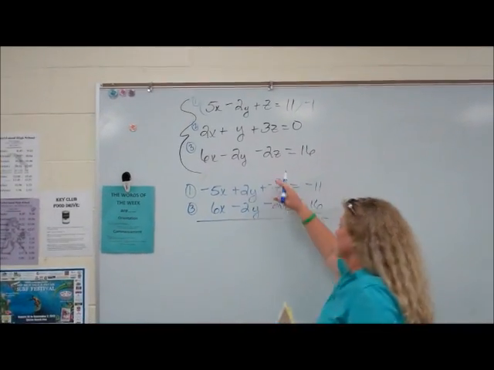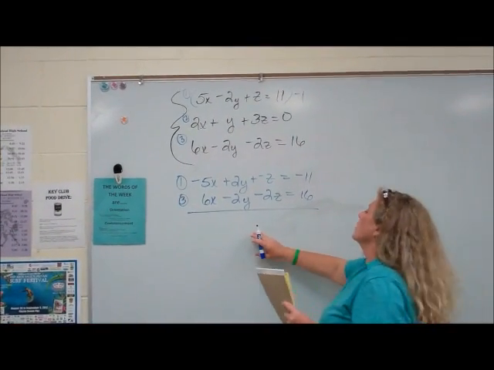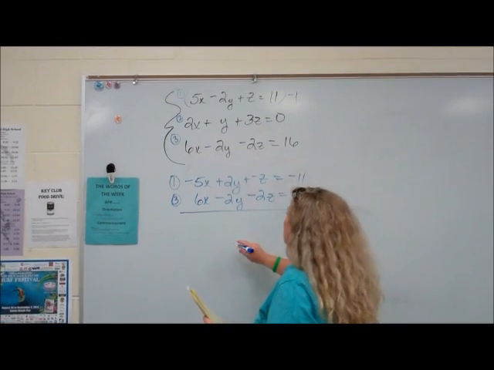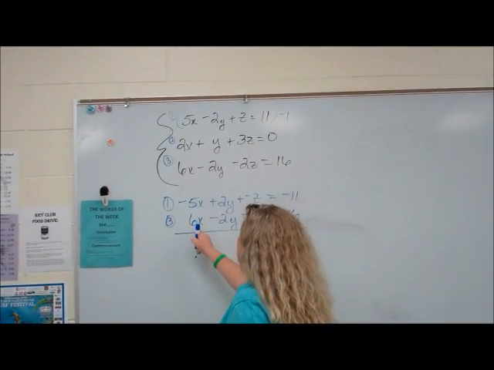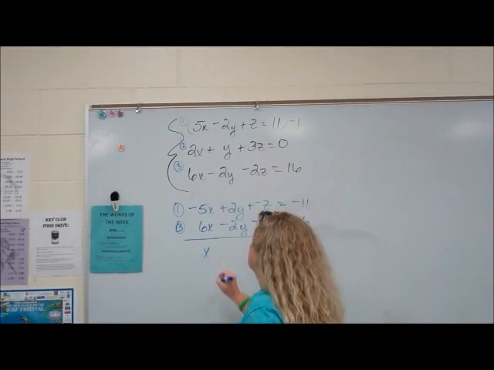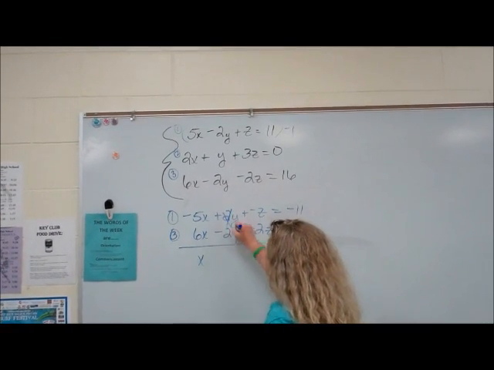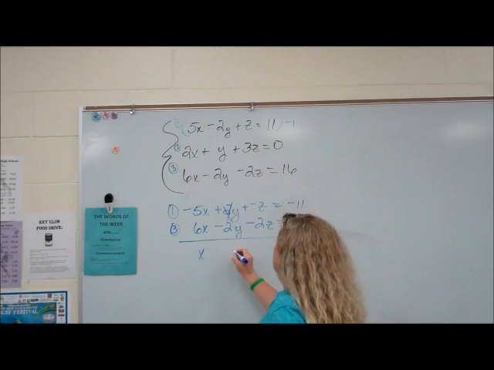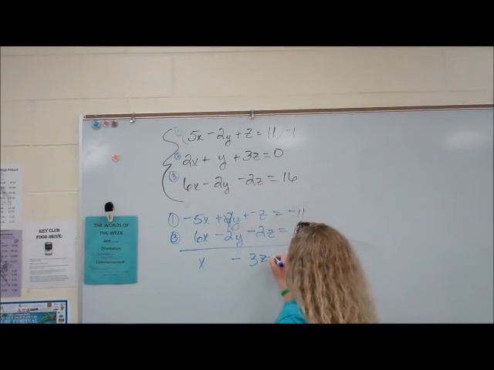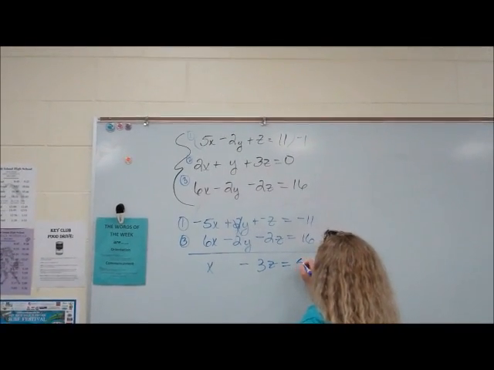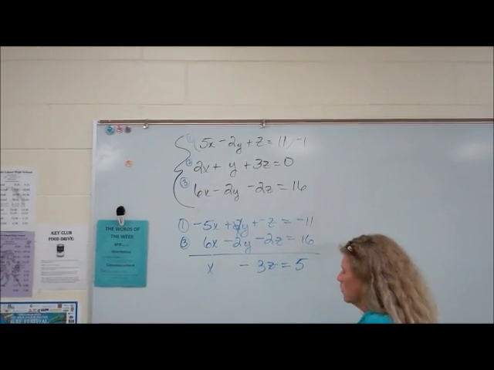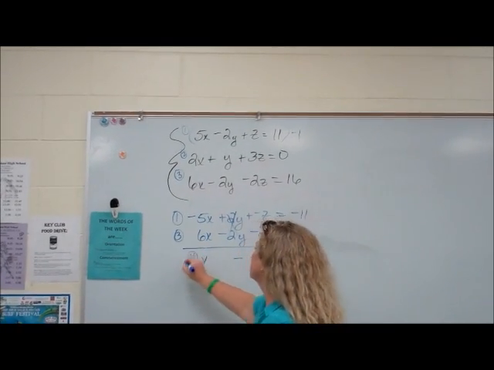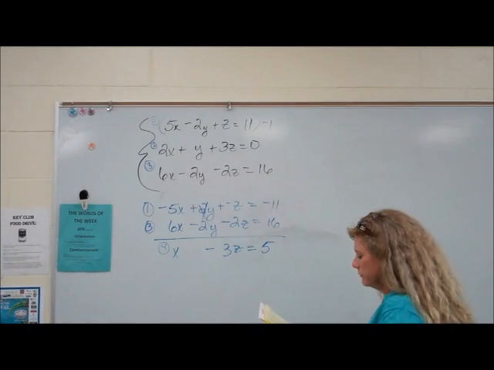Now, we are going to combine these. Just add them like we would when we are solving a system in 2 variables. We're going to have -5x and 6x is just x. These 2 go away. They're eliminated. -z and -2z is -3z equals 5. Okay. We're going to give this an equation number. This is equation number 4.